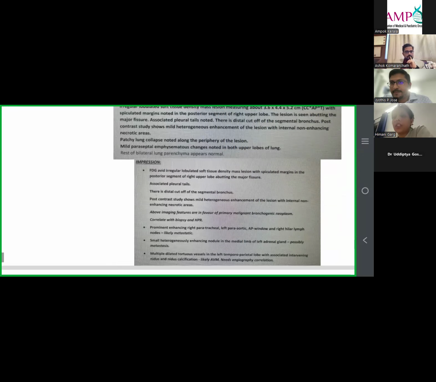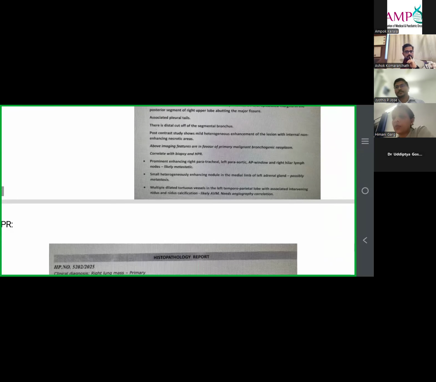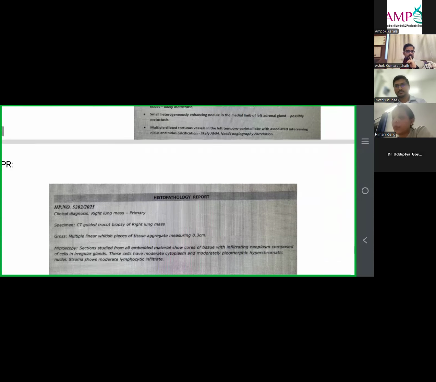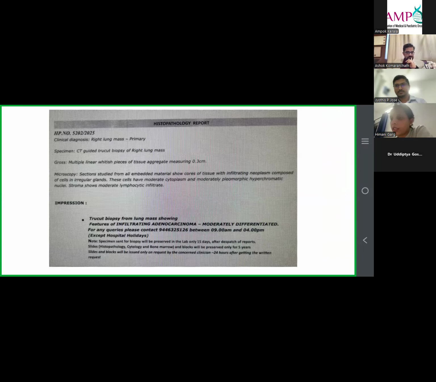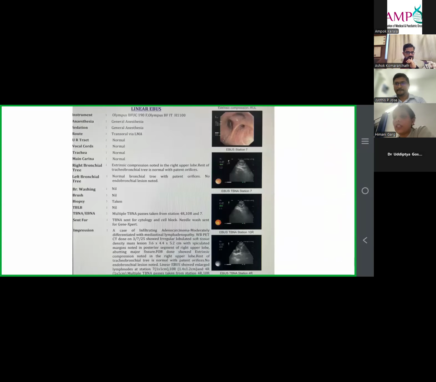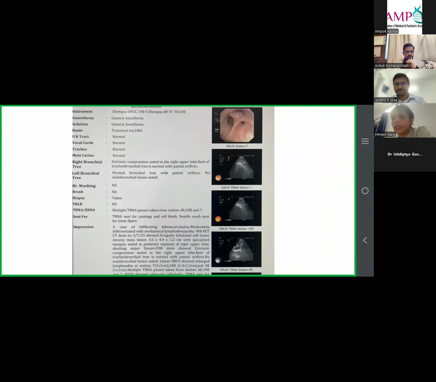So the patient underwent the CT guided biopsy from the lung that shows infiltrating adenocarcinoma, moderately differentiated. Patient underwent biopsy was taken and was confirmed. So the biopsy was done through EBUS and not CT guided.